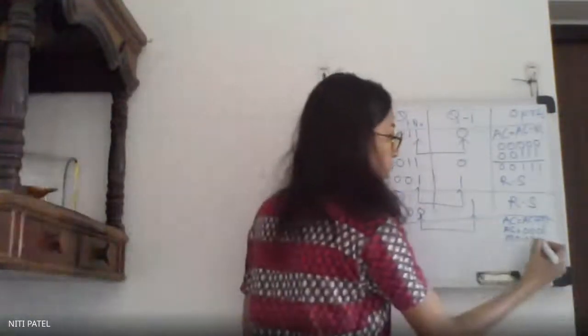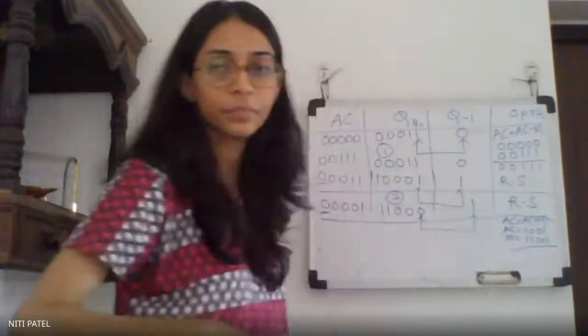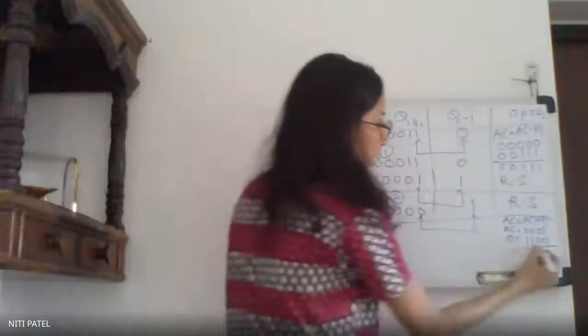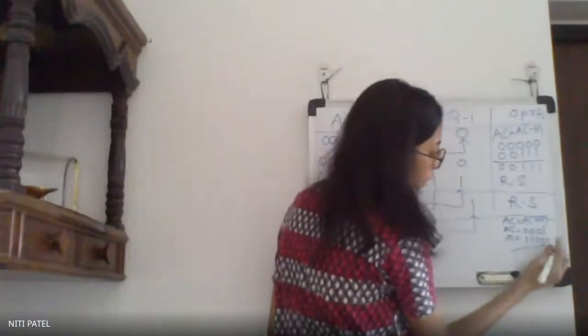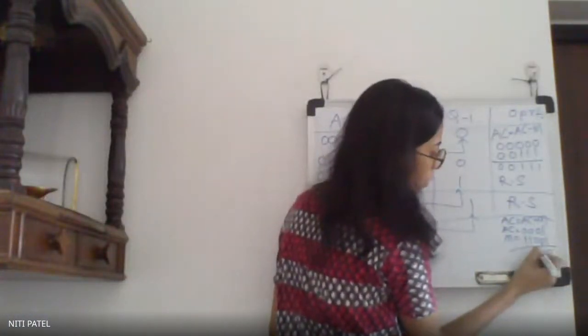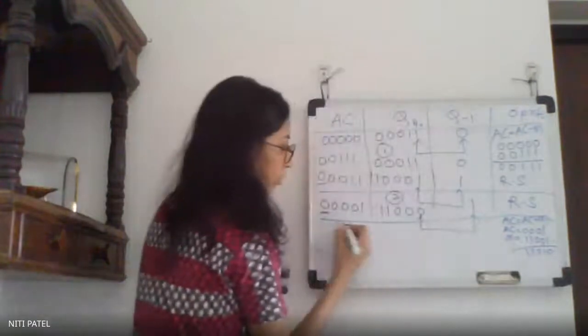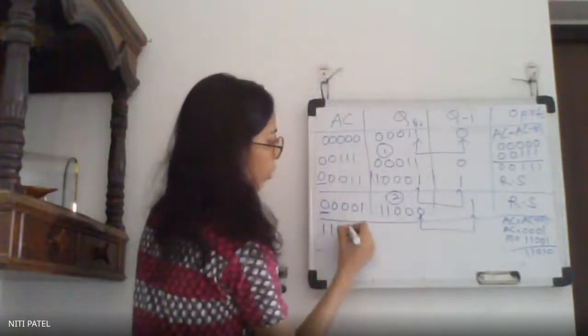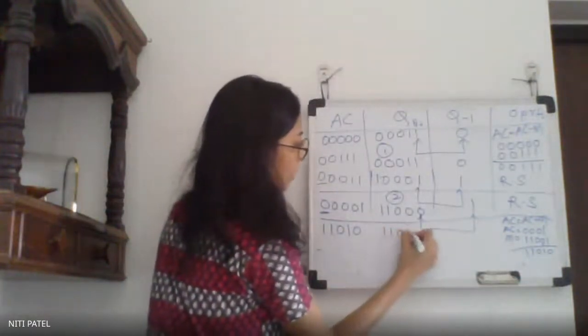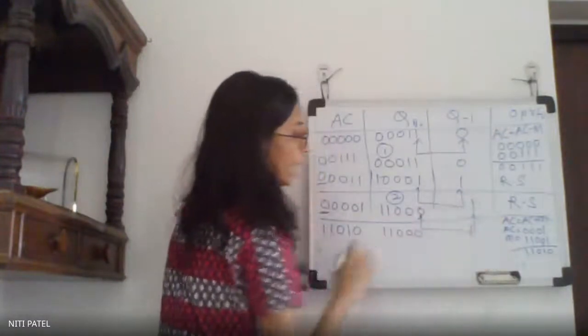0, 0, 1. Yes or no? Yes, ma'am. So 1 plus 1 is 0, carry 1. 0 plus 0, 0. 0 plus 1, 1. 0, 1, 1. So I write 1, 1, 0, 1, 0. Copy the Q as it is. Copy the Q minus 1 as it is.